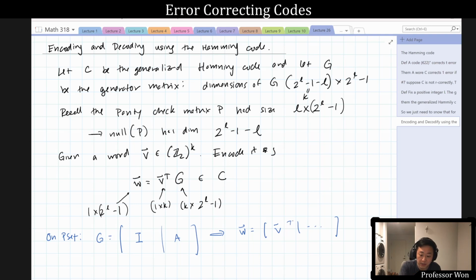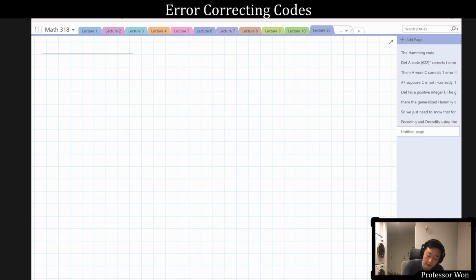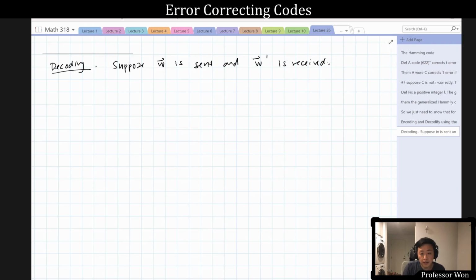You encode totally linear algebraically. Then how do you decode? Suppose that W is sent and W prime is received. In order for this code to work, we're assuming that either there are no errors or there's one error. That's as much as we can correct.